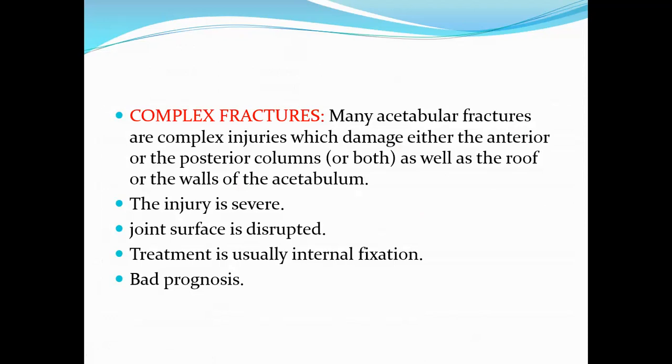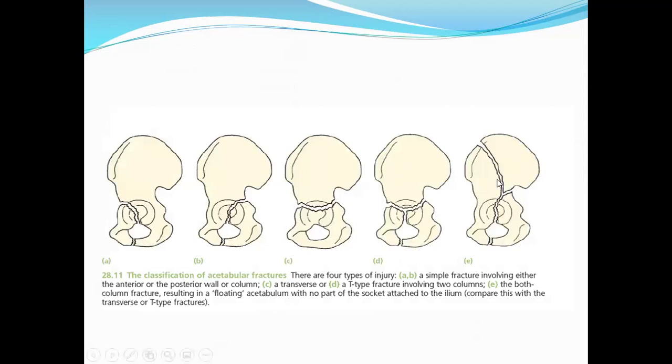What about complex fractures? Many acetabular fractures are complex injuries, which damage either the anterior or the posterior columns, or both of them, as well as the roof or the walls of the acetabulum. The injury is severe, the joint surface is disrupted, treatment is usually internal fixation with very bad prognosis because of its complexity. So this type of fracture, complex fracture, longitudinal, this is a flail part of the innominate bone affecting the weight-bearing area, may affect anterior, posterior, so it is a very unstable one.